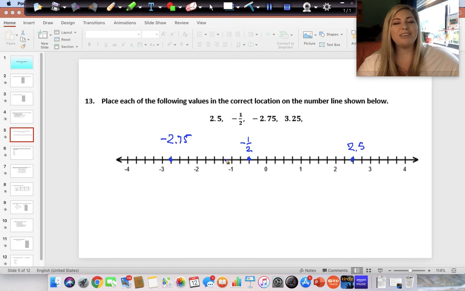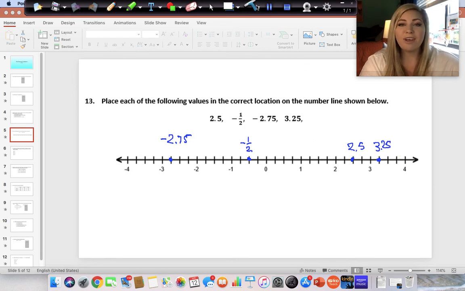And the last one is 3 1/4. So it's going to be right past the 3 before 3.5. So that is 3.25 or 3 1/4. Okay, so those are all the correct spots on the number line. Make sure yours is in the correct spot as well.